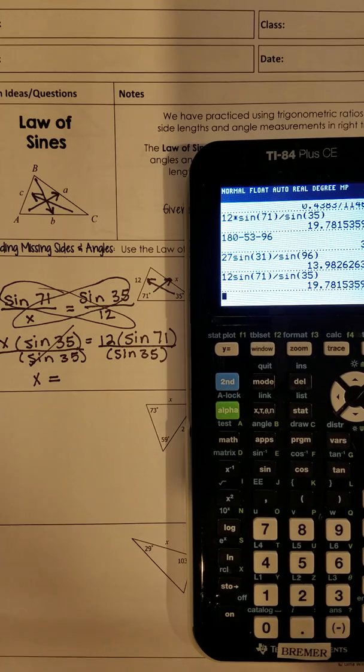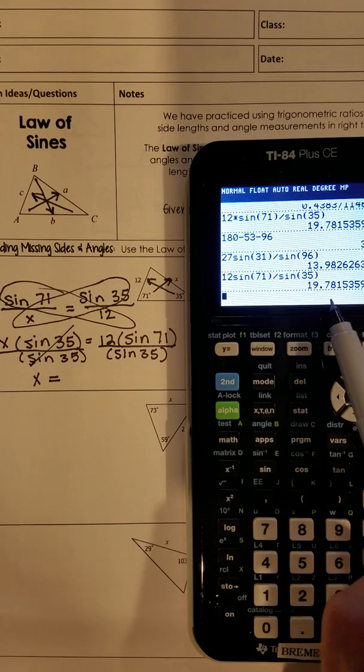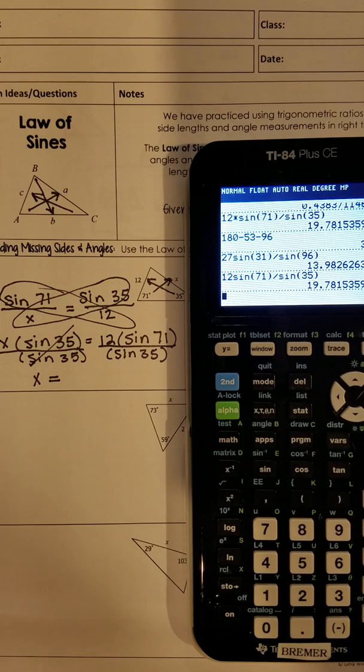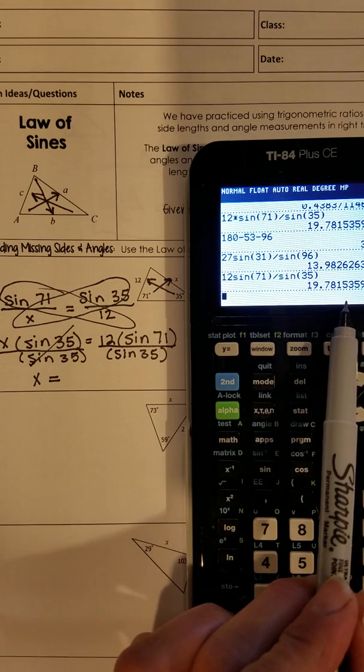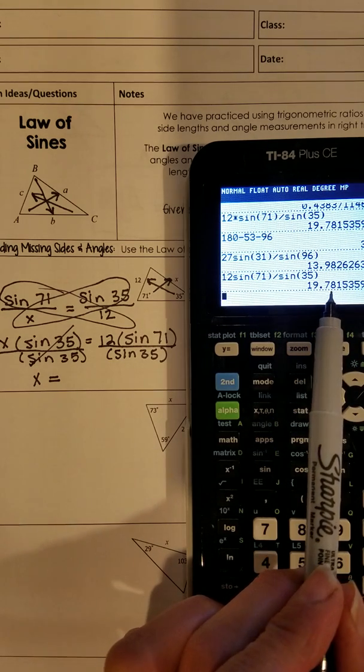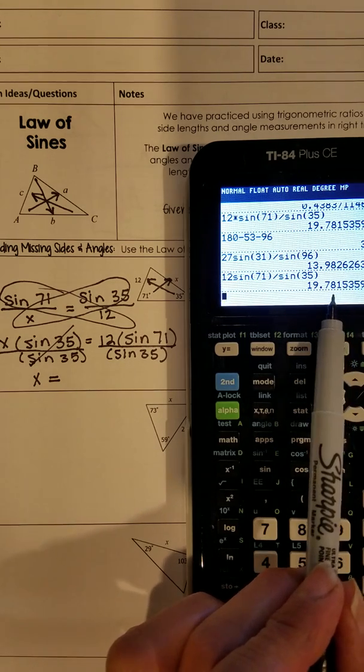Boom. That's my answer: 19.7815 and so on. So what do we do for side lengths? We always round to the nearest tenth. So we see an 8 here. The 8 means we need to change the 7 in front of it, because that's rounding to the nearest tenth. 5 or greater, add 1. Less than 5, keep it the same.